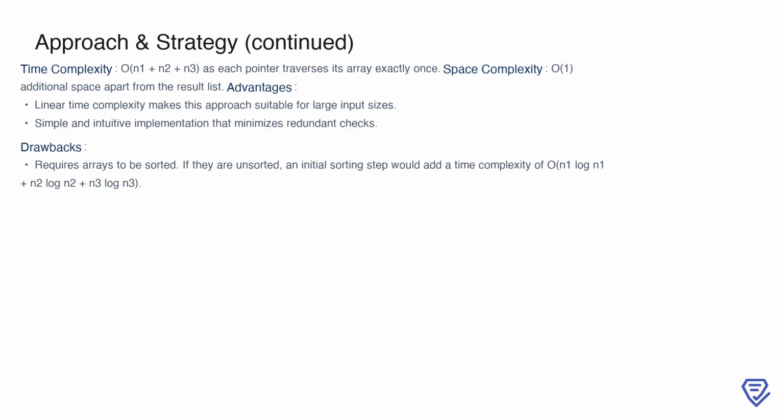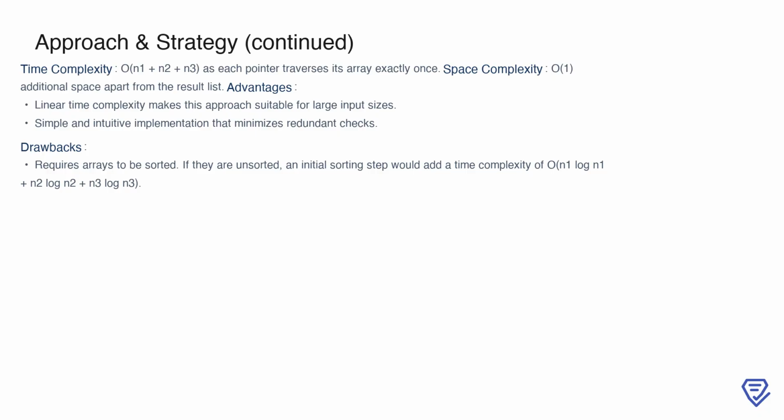The space complexity remains O(1), since no additional data structures are used beyond the result list. These characteristics make the approach highly efficient for large input sizes. Additionally, the algorithm is simple and intuitive, minimizing redundant checks and making it easy to implement. However, the approach does have one drawback: it requires the arrays to be sorted.